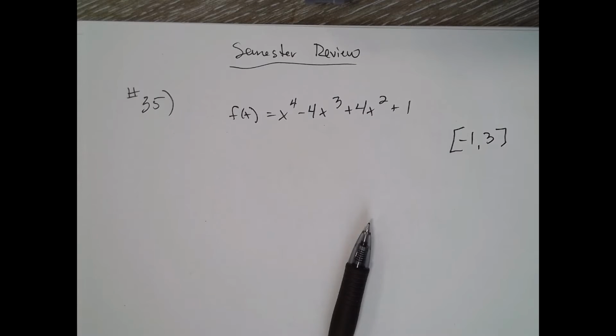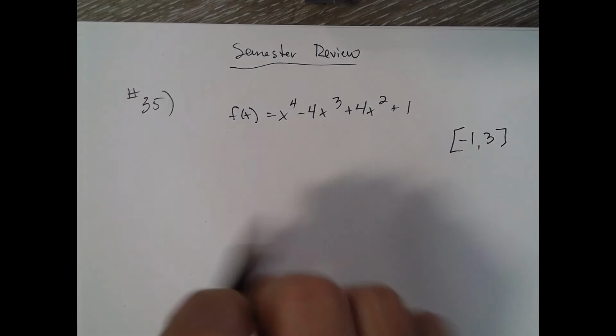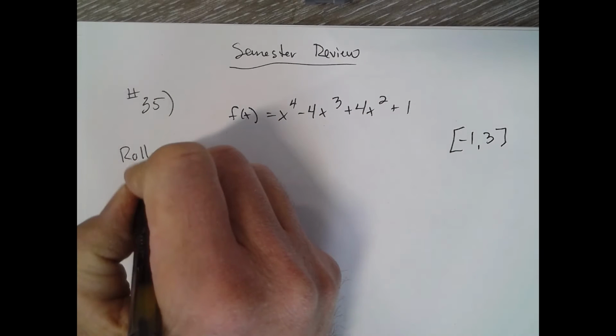Semester review number 35, decide whether Rolle's theorem can be applied to this function on the interval from -1 to 3. If Rolle's theorem can be applied, find all the values of c in the interval. If Rolle's theorem cannot be applied, state why. So Rolle's theorem is like the mean value theorem.